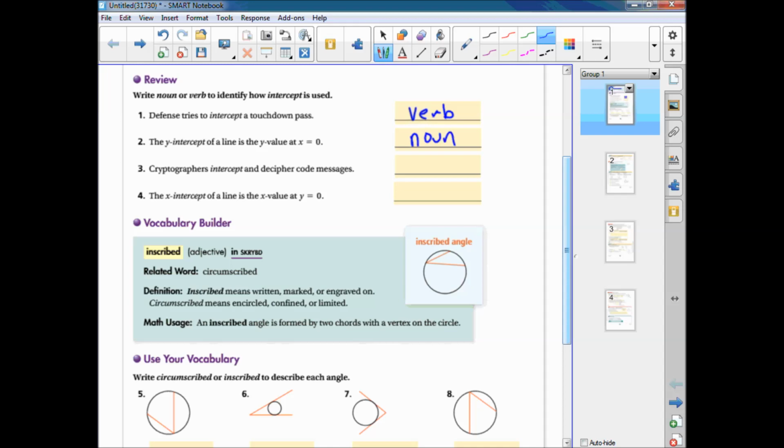Cryptographers intercept and decipher code messages. So intercept is one of our verbs here. They intercept and they decipher. Those are the actions. The x-intercept of a line is the x value at y equals 0. So this is once again a noun, just like above.